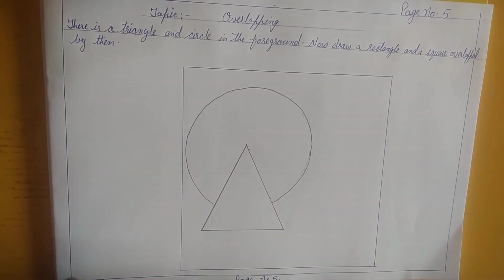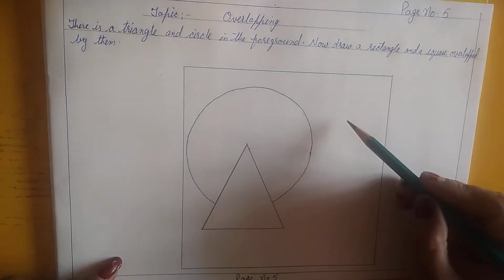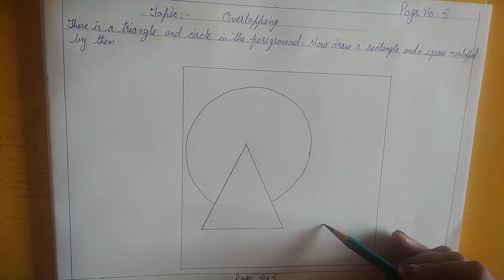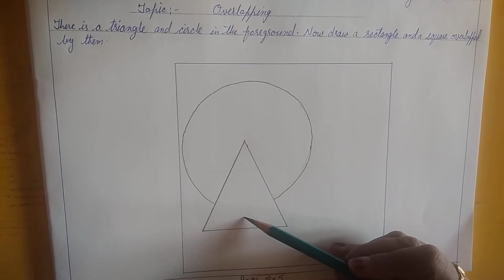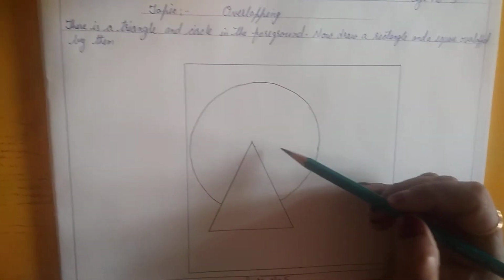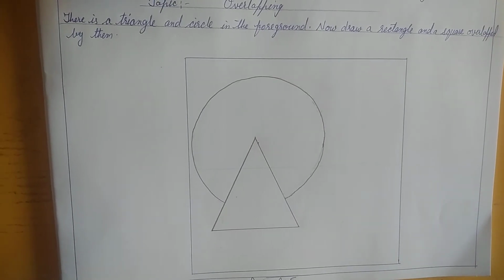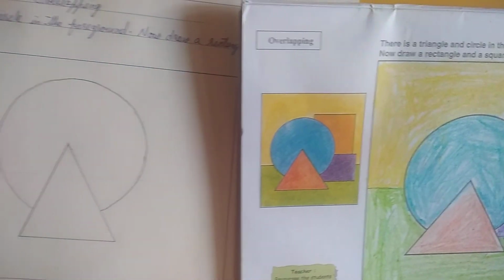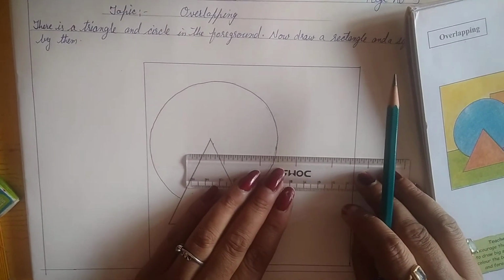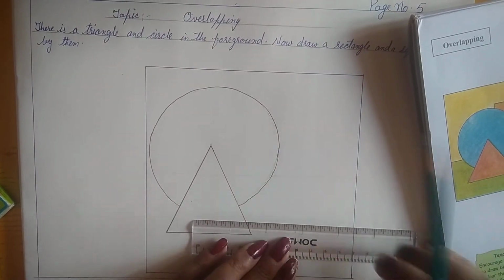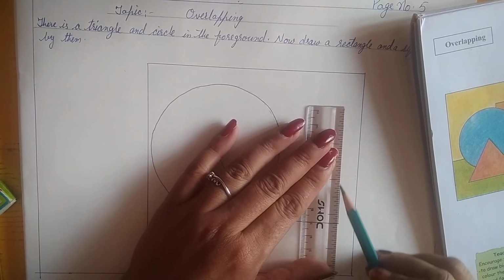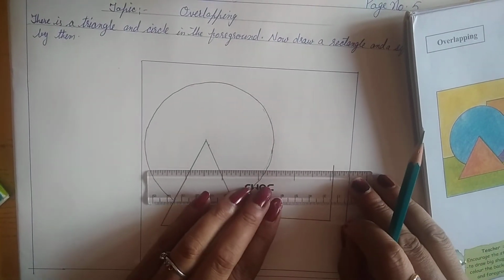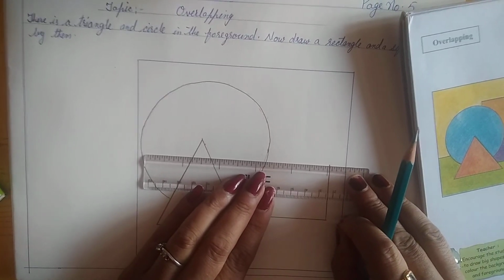Again, here is your baseline, and this is your background, this is your foreground. In the foreground there are two shapes already given: triangle and circle. After that, we draw a rectangle shape. This is your rectangle shape.